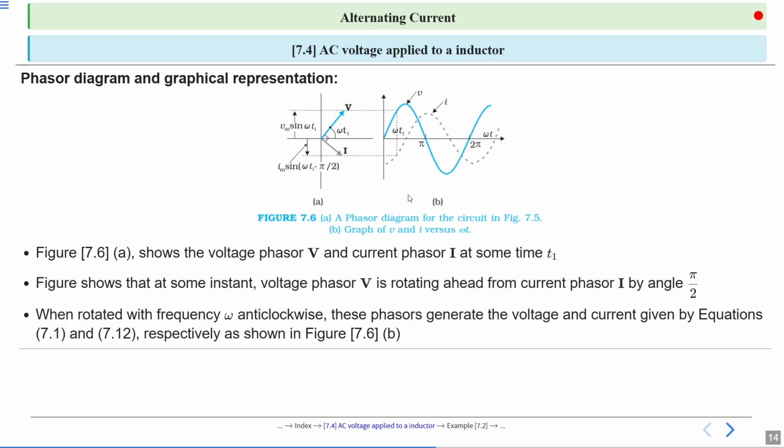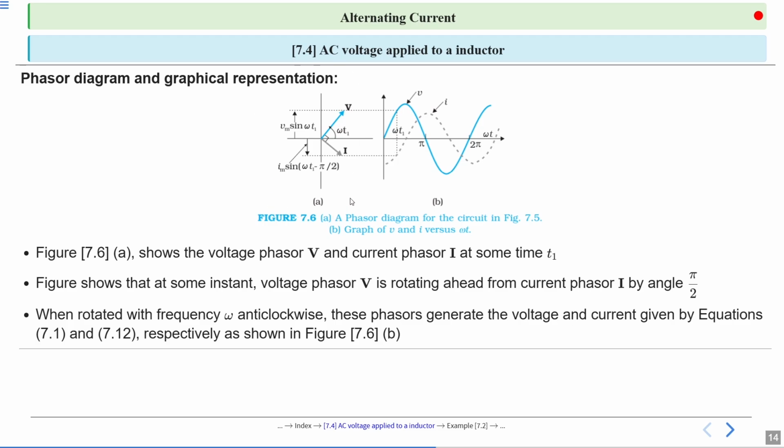So this is the graphical representation. By viewing the graphical representation, it is hard to determine the phase difference between V and I. But by analyzing this phasor diagram, it is easy to visualize the phase difference between voltage and current. That's why phasor diagrams are more in practical use in this chapter.